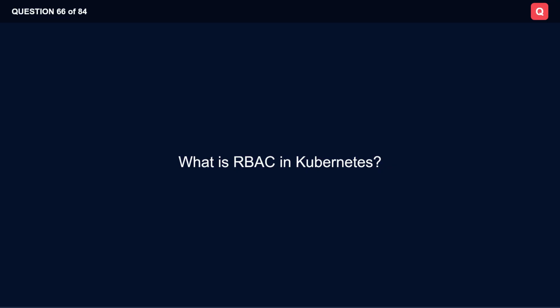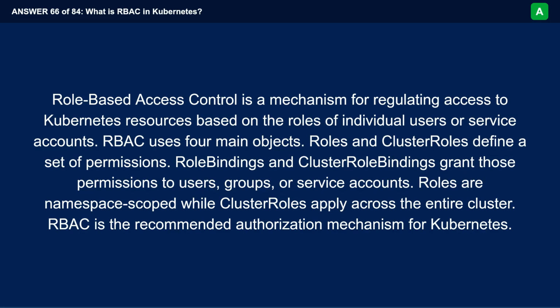What is RBAC in Kubernetes? Role-based access control is a mechanism for regulating access to Kubernetes resources based on the roles of individual users or service accounts. RBAC uses four main objects. Roles and cluster roles define a set of permissions. Role bindings and cluster role bindings grant those permissions to users, groups, or service accounts. Roles are namespace scoped, while cluster roles apply across the entire cluster. RBAC is the recommended authorization mechanism for Kubernetes.